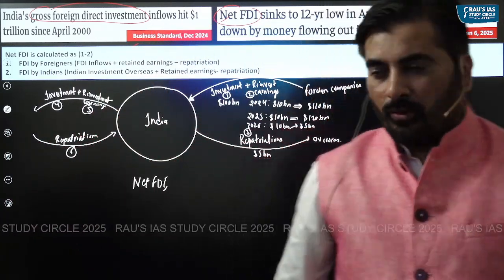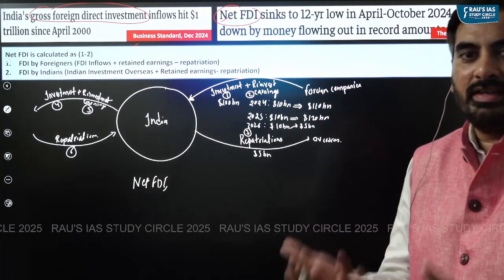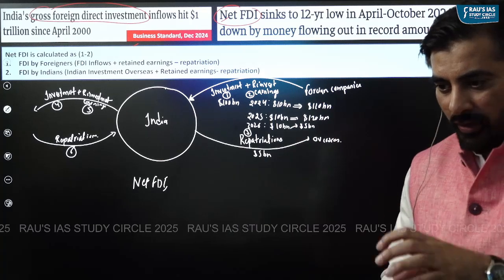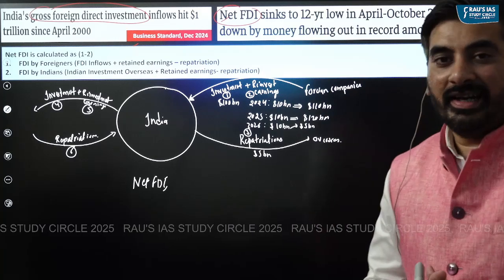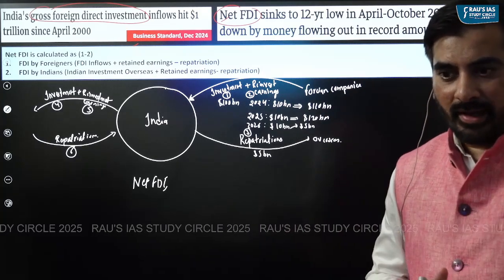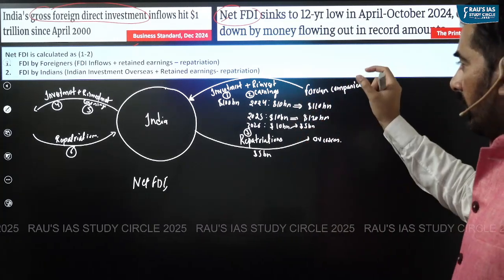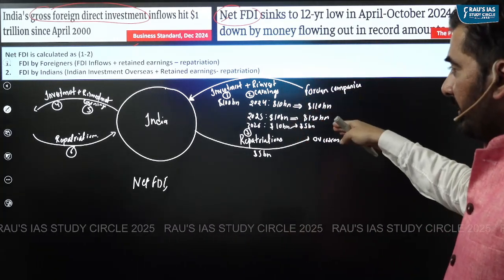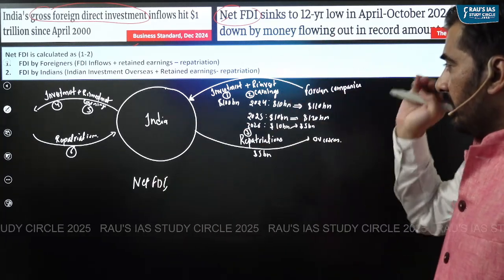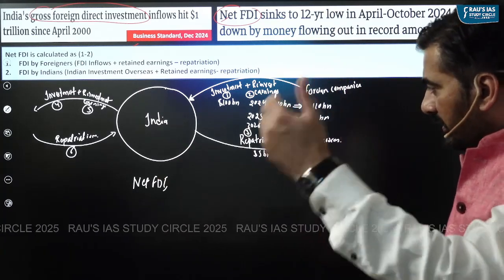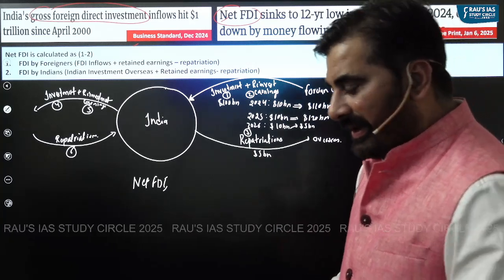Okay. So here, what you have to see is that gross FDI is how much money is coming into India, in terms of foreign investment plus reinvested earnings, or we can also call it retained earnings. That is gross FDI. From gross FDI, we have to deduct the repatriated profits of foreign companies, and also deduct the Indian overseas investment and retained earnings, and add the repatriation that we get into India. So that is how we calculate net FDI.